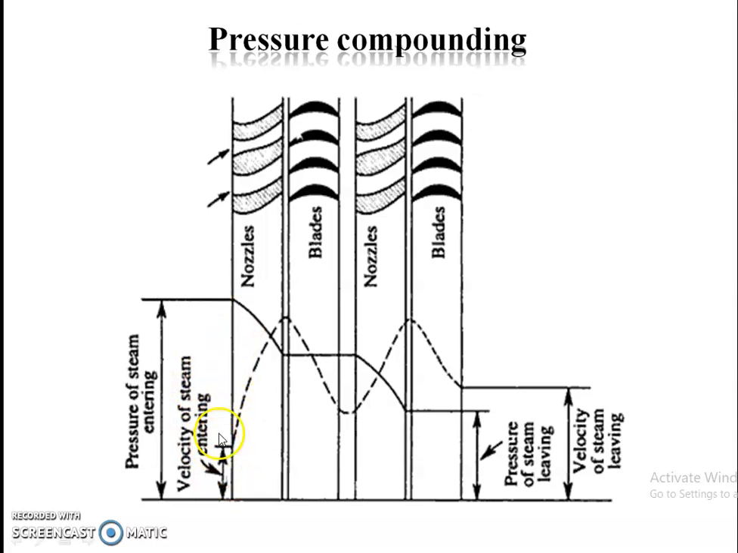Simultaneously, the velocity of the steam entering the nozzle is raised in the nozzle section. When the steam goes to the blade section, the velocity is reduced. Again in the nozzle section the velocity is increased, and in the next blade section the velocity is reduced. This graphical representation clearly shows the velocity of the steam entering and leaving the pressure compounding turbine.